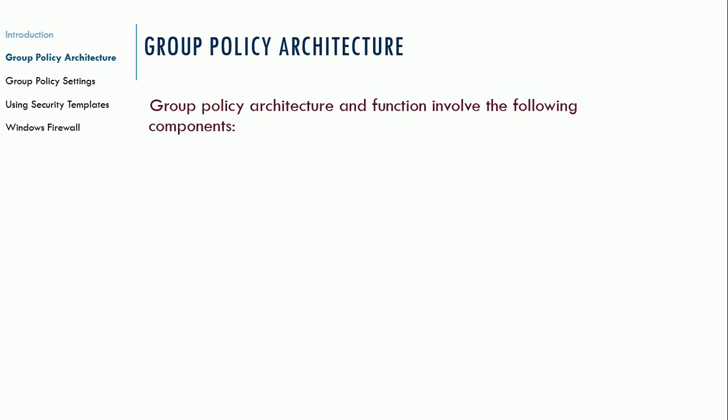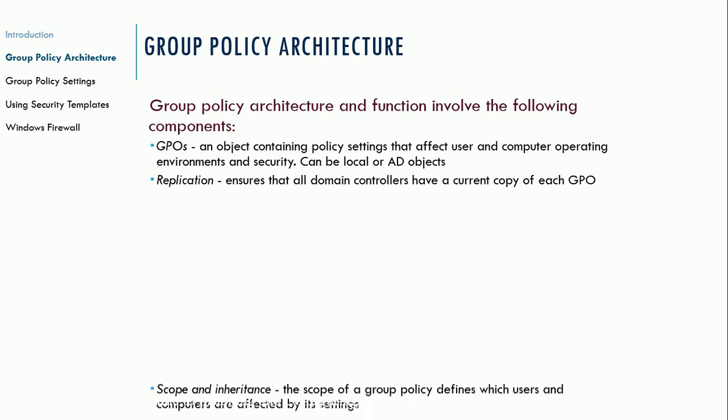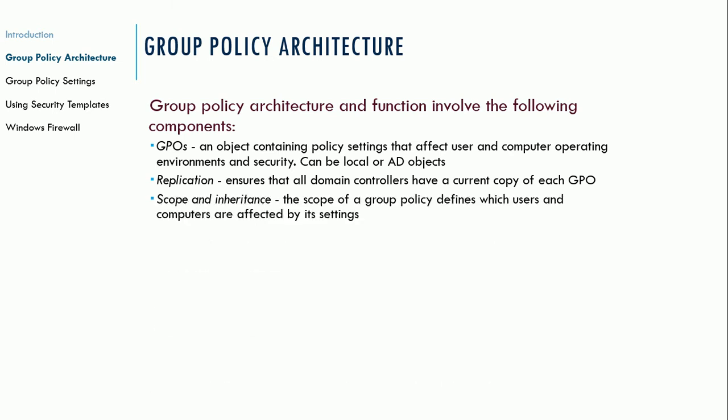In this slide deck, I'm going to talk about the group policy architecture, the architecture of the group policy itself. It has the following components. GPOs are objects that contain policy settings that affect user and computer operating environments and security. Then you have replication, which is how group policy is applied to the computers across the network. And scope and inheritance: group policy can be nested because it applies to many different types of objects. One of the things we have to be aware of is how settings are applied when there are different settings at different levels.